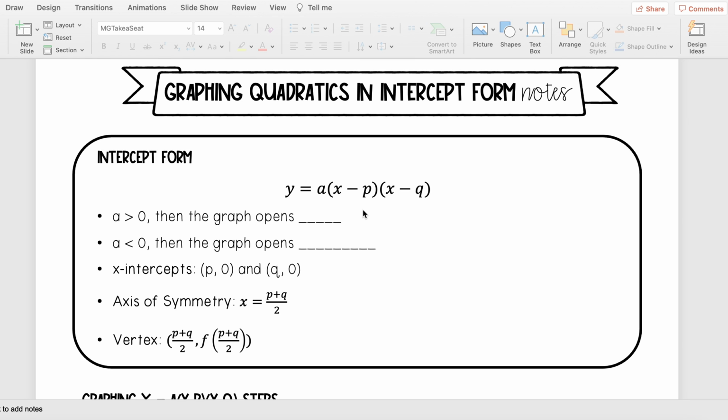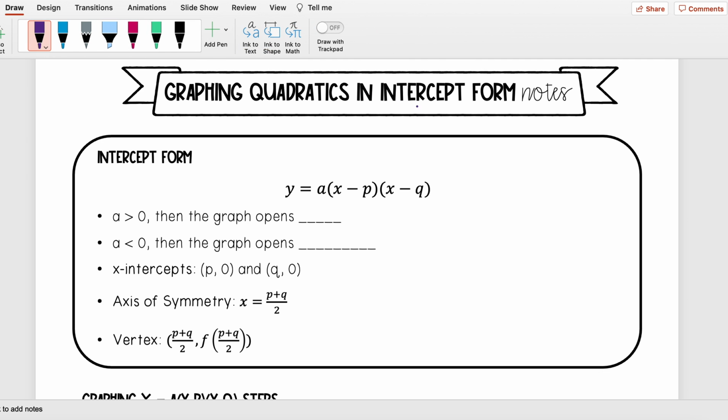Hello everyone! Today we are getting into a new topic called graphing quadratics in intercept form. Last time we already learned about graphing in standard form, but now this is another form that we may see our quadratic functions in. And this should look really familiar. It looks like our factored form. So when we factored in one of our other units, we were really putting our quadratic into intercept form.